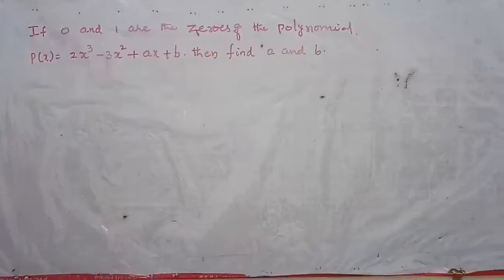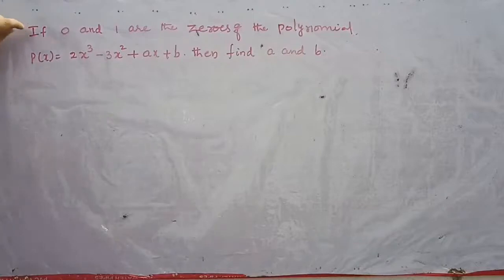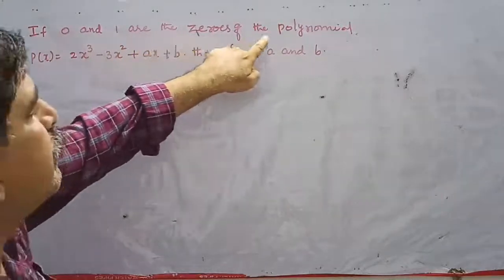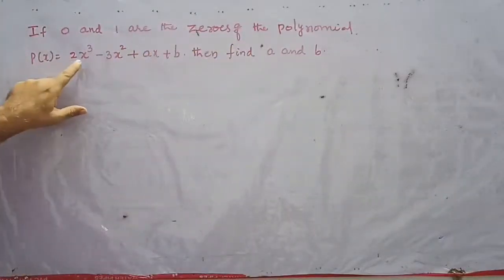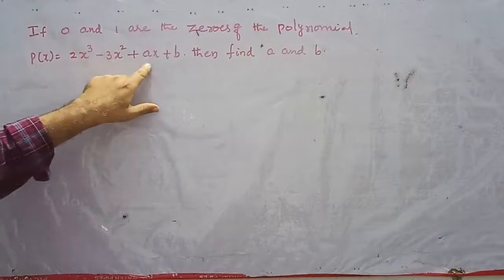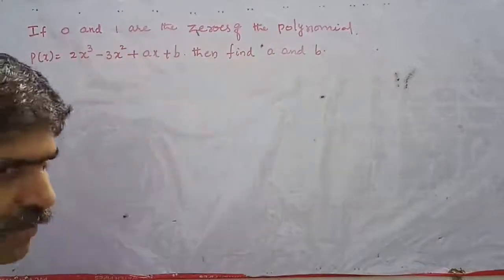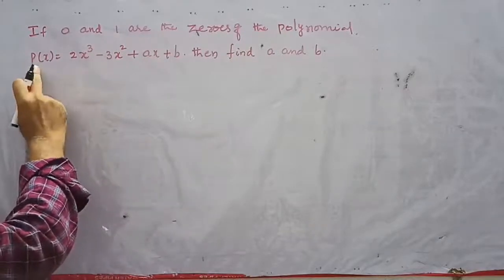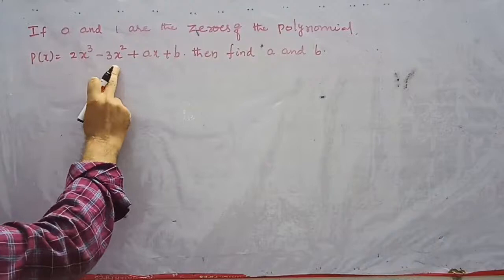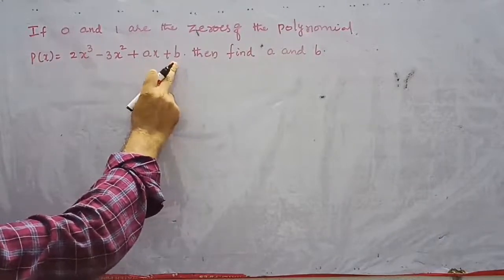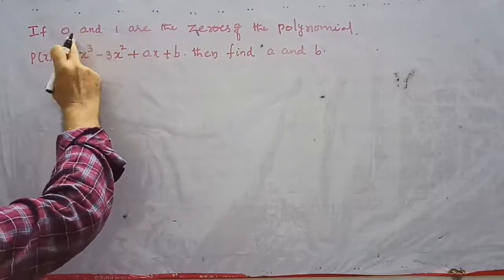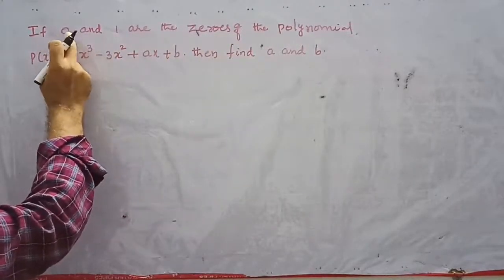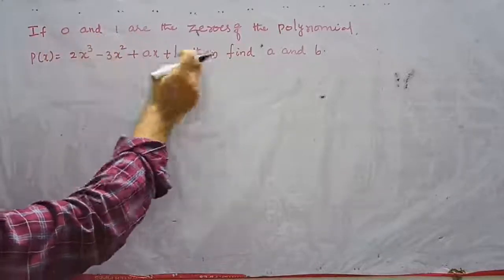The most important question here is, if 0 and 1 are the zeros of the polynomial P of x is equal to 2x cube minus 3x square plus ax plus b, then find a and b. Most important question, right? So here what is given? P of x is equal to 2x cube minus 3x square plus ax plus b. Here what are the zeros? 0 and 1 are the zeros of the given polynomial. That means whenever you substitute 0 and 1 in this, you will get remainder 0.